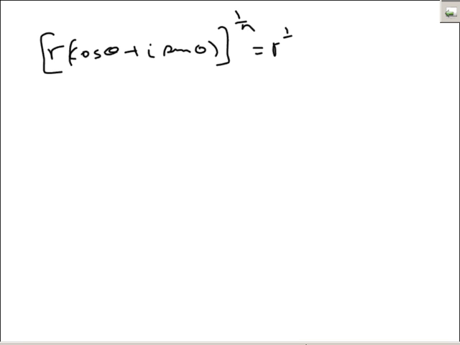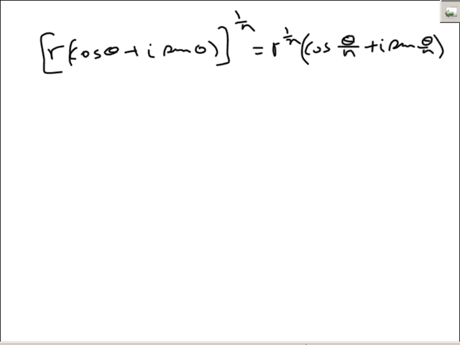What if you want to find the nth root? So, suppose you have r cosine theta plus i sine theta, and you want the nth root of this. That is, you want to raise it to the 1 over n power. Well, the power is 1 over n. So you get r to the 1 over n, and the angles get multiplied by 1 over n: cosine of theta over n, plus i times the sine of theta over n. That's what you get.